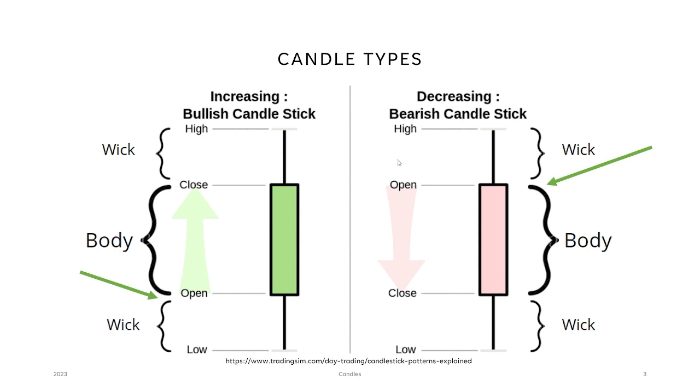So that's where you get your tweezer tops and your tweezer bottoms, because for the tweezer bottoms, the lows, price went to the same spot, so you have them side by side, and price went to the same spot and rejected for some reason.